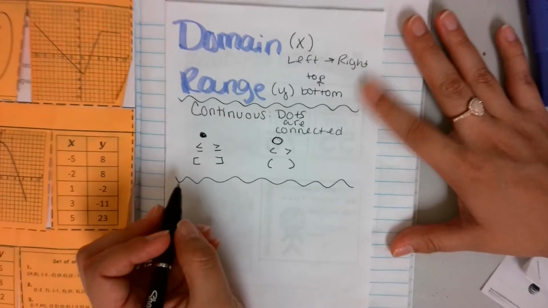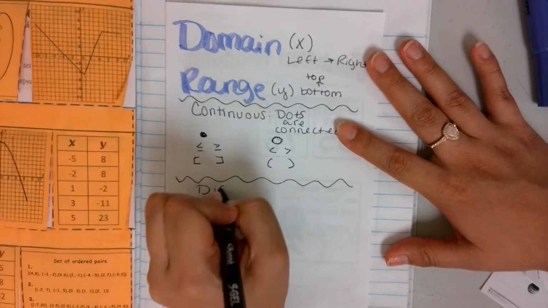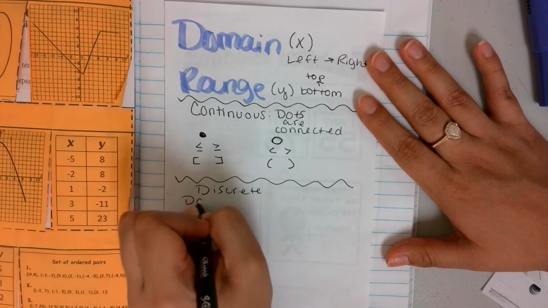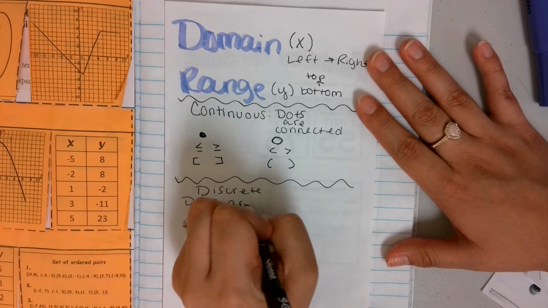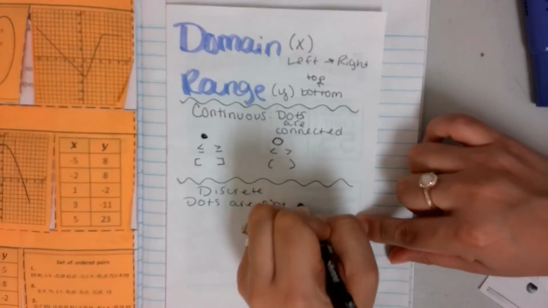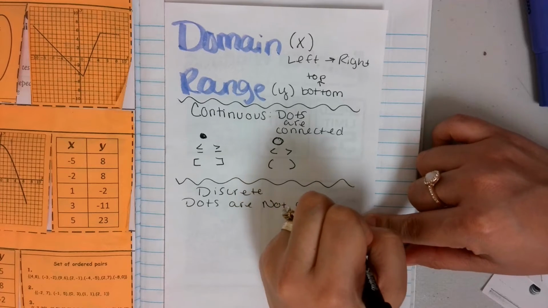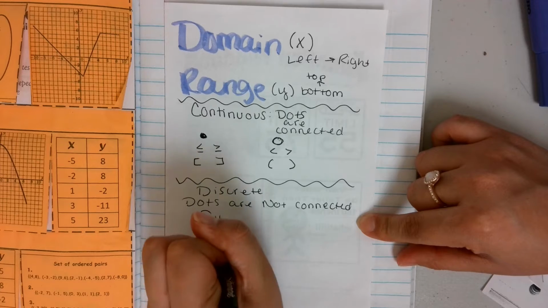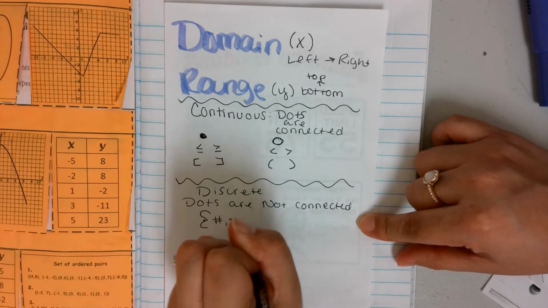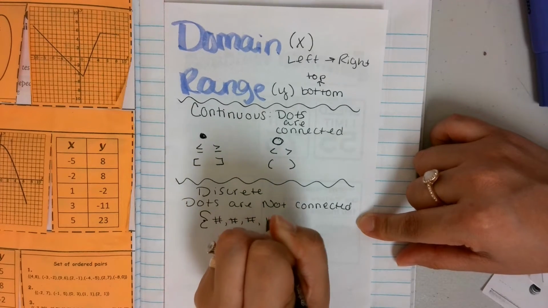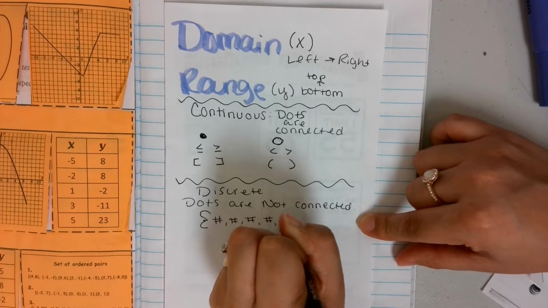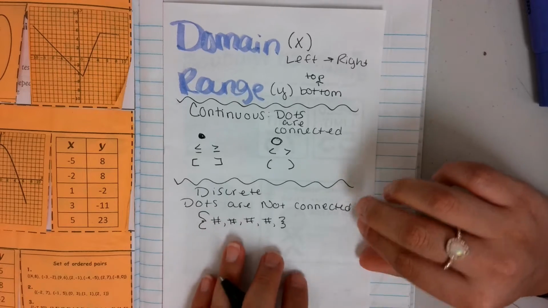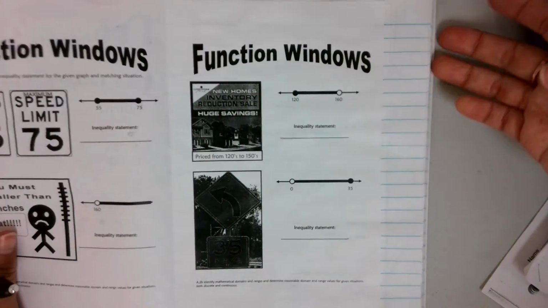I can also have discrete, which implies that my dots are not connected. And for that, I'm going to use curly brackets, and I'm going to list all the domains, all the x values, and I'm going to list all the y values. Okay? And I'm going to close it off with the curly bracket. So we can either have continuous or we can have discrete.